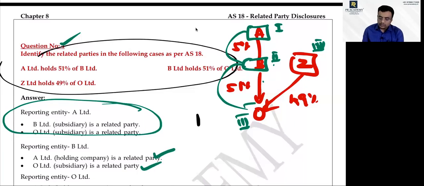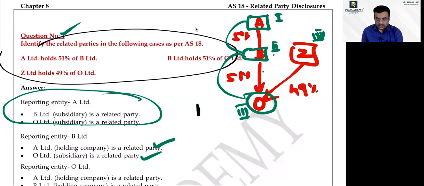Next, we have to look from O's point of view. Who all are related? B and A only, sir. B is related. A also related? A also related. Yes, sir.